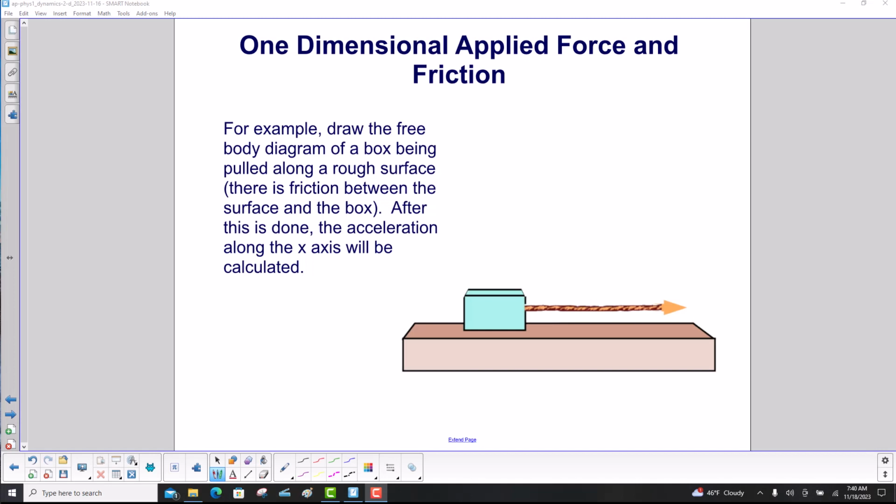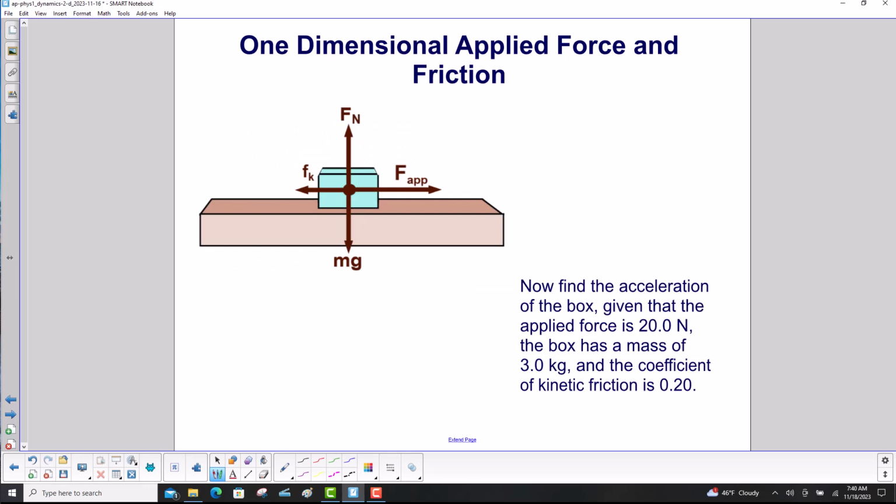For example, draw the free body diagram of a box being pulled along a rough surface. And what does that mean? That means there is friction between the surface and the box. After this is done, the acceleration along the x-axis will be calculated. Here's our free body diagram.